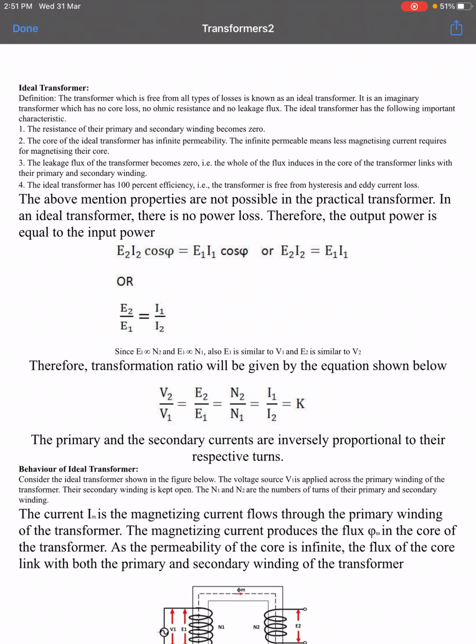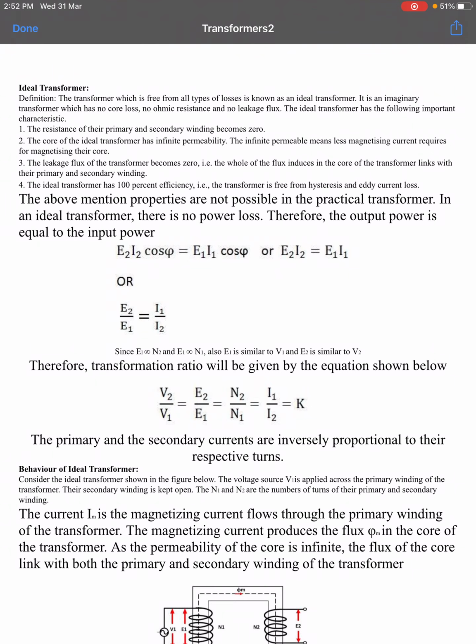By observing this equation, we have similarities between voltage, induced EMF and number of turns. Only the current is inversely proportional to the remaining parameters. V2 by V1, E2 by E1 and N2 by N1 equal I1 by I2. Only the current relation is inversely proportional. This is about the transformation ratio.